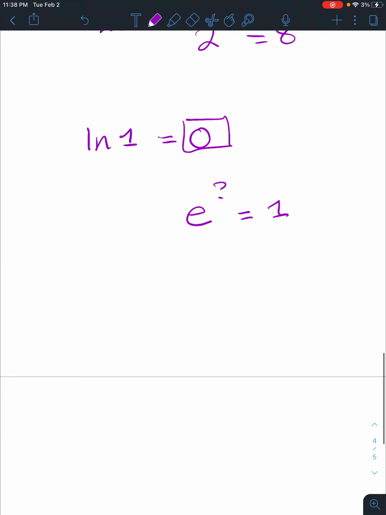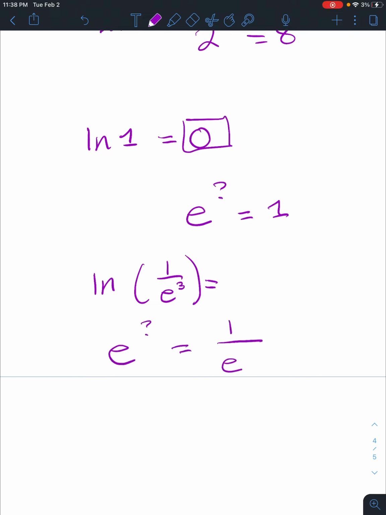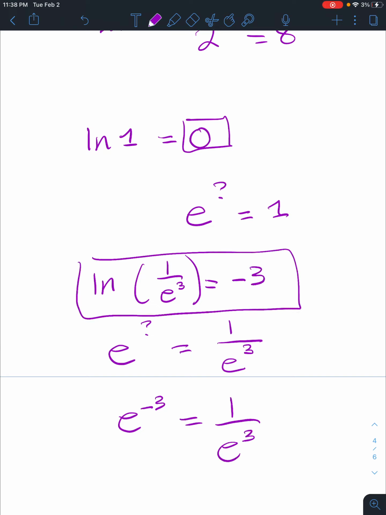To do one more, ln of 1 over e cubed equals blank. Once again, what is my base? My base is e. e to the power of, I don't know, equals 1 over e cubed. So in order to get something that looks like this, it reminds me of negative exponents. So I believe e to the -3 is that. So this would be -3. So this is called evaluating logarithms.